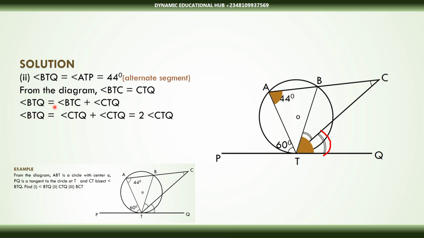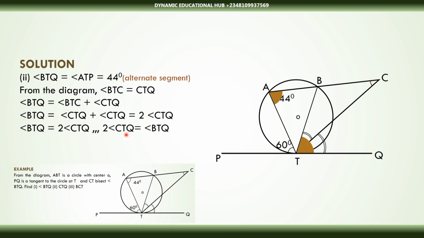So we can say that BTQ is equal to CTQ plus CTQ. Since CTQ is still the same thing as BTC, you can also say that BTQ is equal to angle BTC plus angle BTC, since they are the same. So that is what we have here. CTQ plus CTQ, we have 2 CTQ. So BTQ is equal to 2 multiplied by angle CTQ.